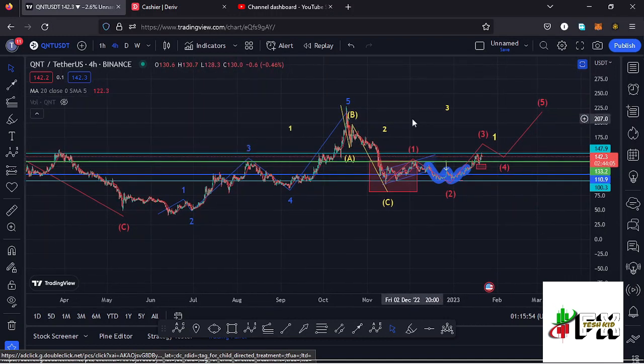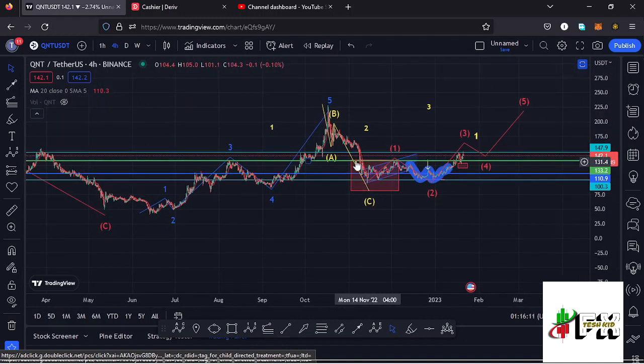And after seeing the formation of a higher Elliott wave count 1, what we expect next is a retracement to the lower side in the formation of a higher Elliott wave count 2. And we have seen that ABC corrective structure, which we also expect in the formation of a higher Elliott wave count 2 because of its corrective structure.